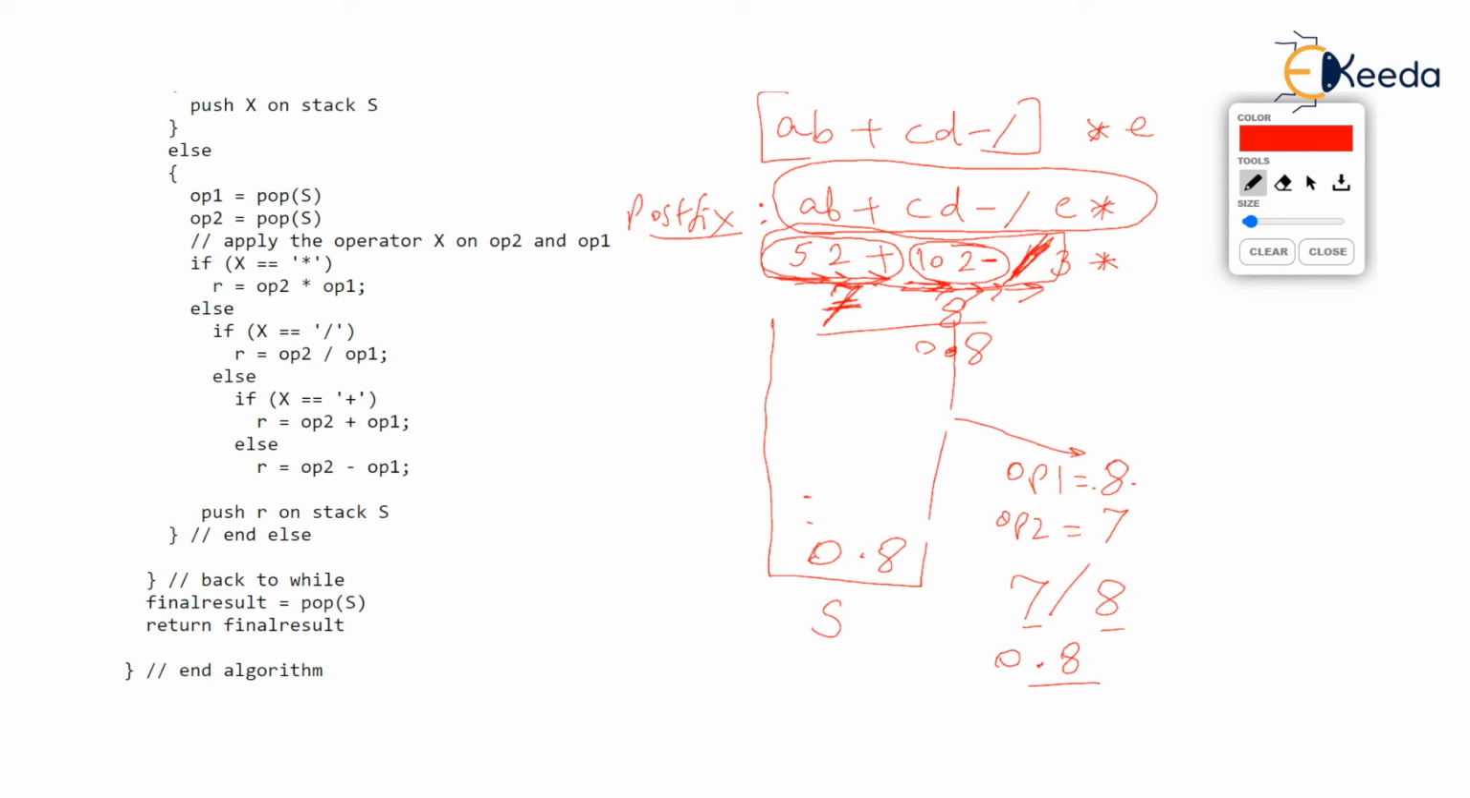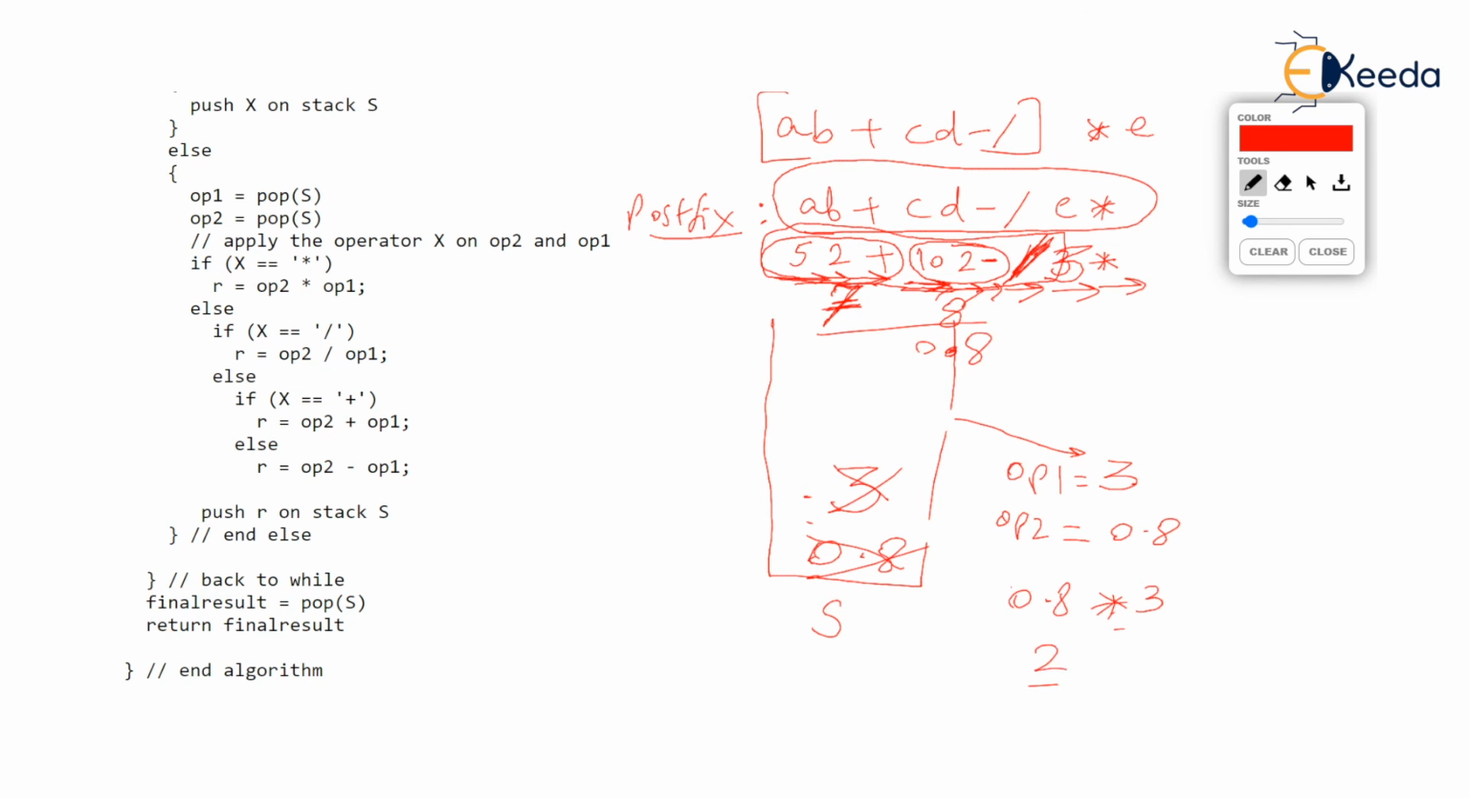And now when you scan the expression, we get the next token as 3. 3 is an operand, so we will push it. And finally we get multiply. Multiply is an operator, so we will pop the stack 2 times. And we are going to get 3 out of stack first. And we are going to get 0.8 from the stack second. And now we will apply multiply. Multiply will be 0.8 into 3, OP2 on the left again, OP1 on the right.